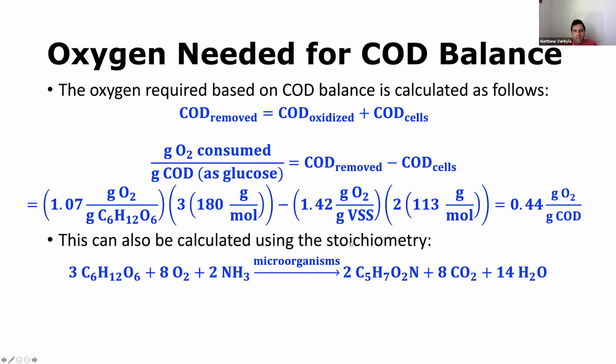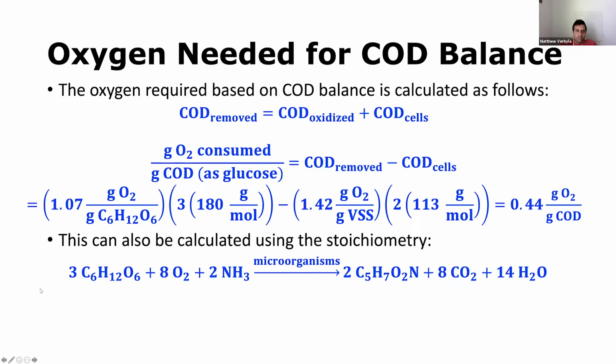We can also calculate the same thing just using the stoichiometry. If we return back to the stoichiometry we saw in the previous slide, 3 moles of glucose plus 8 moles of O2 plus 2 moles of ammonia is converted by microorganisms into new microbial biomass, specifically 2 moles of C5H7O2N plus 8 moles of CO2 plus 14 moles of H2O.